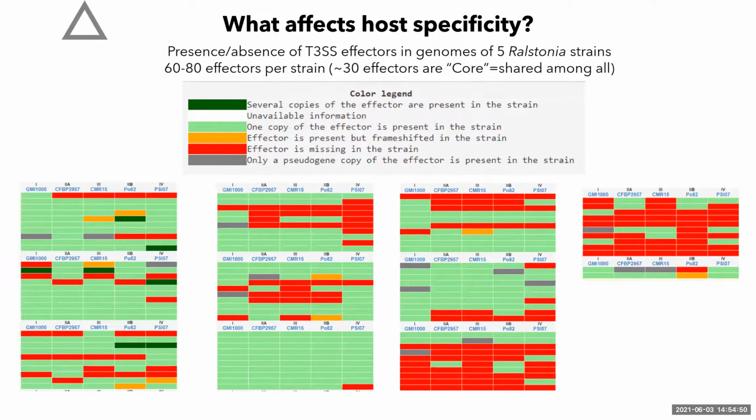And so in this table, Ralstonia has tons of effectors. It's probably the most prolific for a plant pathogen, 60 to 80, which is a lot. That's any given strain. And then there's a lot of variation between them. Some strains are missing some, and some strains have the effector. And it's probably this evolutionary history of which host plants the strain was adapting to at the time that drives the pathogen's repertoire.